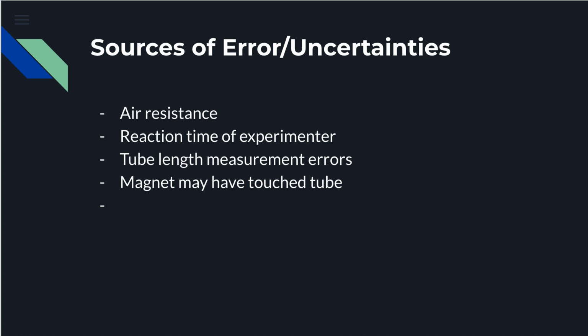As I was saying, there was a slight discrepancy, and the source of error or uncertainty could have been that the computational model doesn't take into account air resistance. There was also the reaction time of the experimenter when I would count the actual time while taking the experimental data, which could have caused a lag. And then the tube length measurement could have also been an error. I only have with me a pretty flimsy ruler, so that's really possible. And also it's not a perfectly flat surface to measure. And then also the magnet may have touched the tube or grazed it a little, which would have slowed it down.